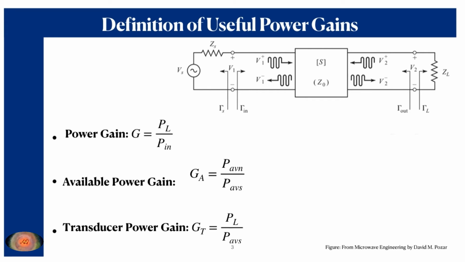But the available power from the source depends upon the source impedance, because the matching network you should apply to extract the maximum power from the external source depends upon the source impedance, because the matching should be done according to the source impedance. So that is why available power gain depends upon the source impedance, but it is independent of the load impedance.